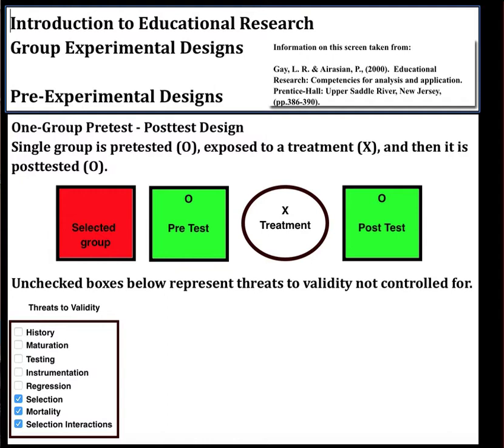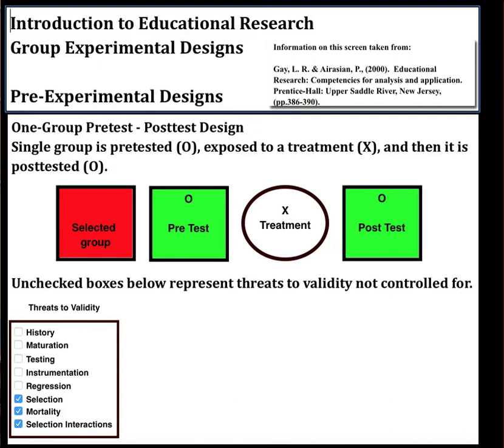Also, statistical regression is not controlled for. It's possible that by chance alone, participants score unusually low on the pretest and, as would be expected, regress towards the mean on the post-test, indicating an improvement or a higher score that might be assumed to be the result of the treatment, when in reality, it's simply statistical regression. Although the one-group pretest post-test design is an improvement over the one-shot case study design, it still remains a weak design with many threats to validity not checked for.